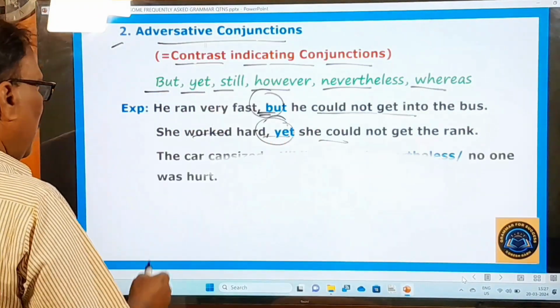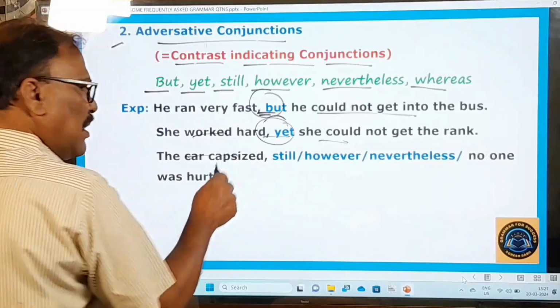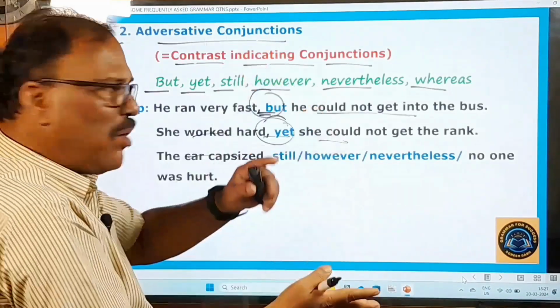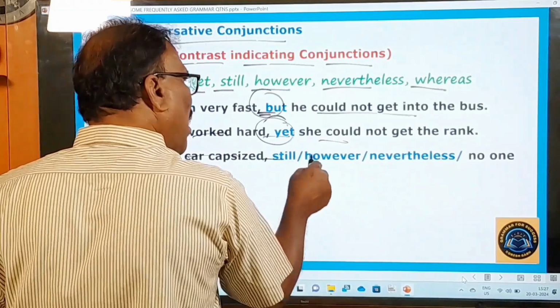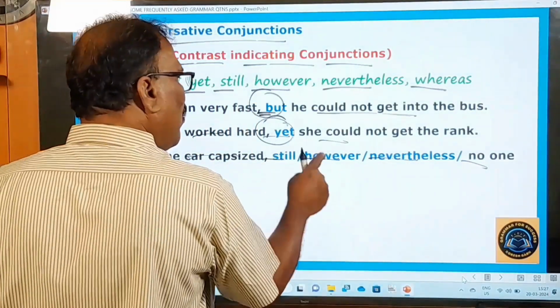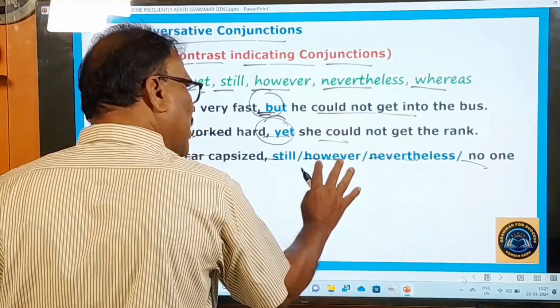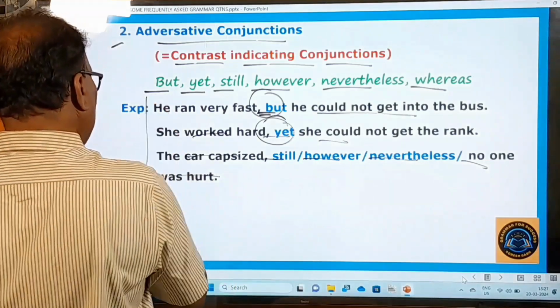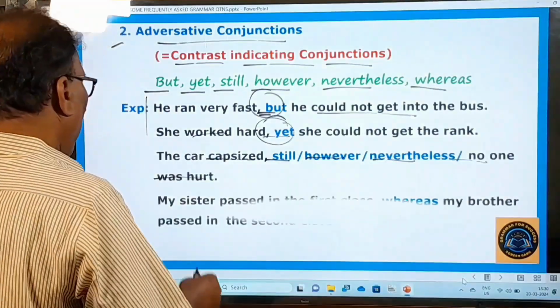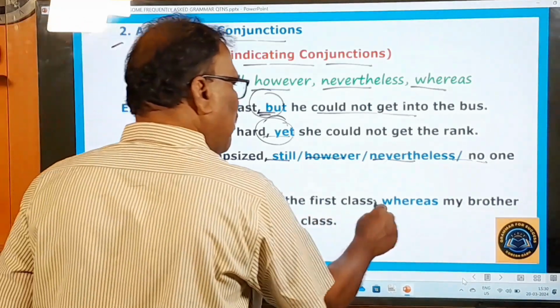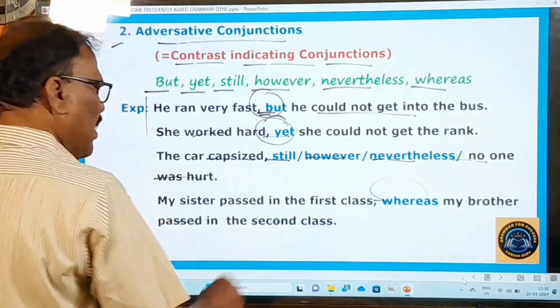And here the car capsized. The car became topsy-turvy. That means it became upside down. Yet, still, however, nevertheless, no one was hurt. So all these are coordinating conjunctions. They are also adversative conjunctions, and therefore these sentences are called compound sentences. And one more example is given here. My sister passed in the first class, whereas my brother passed in the second class.